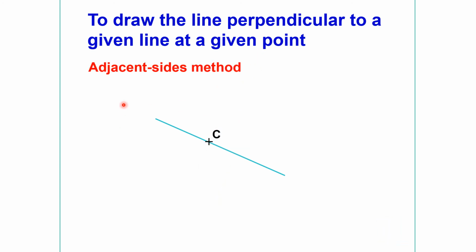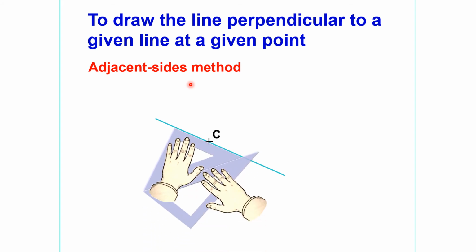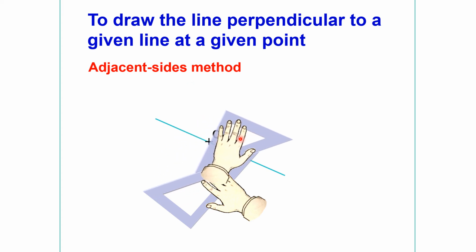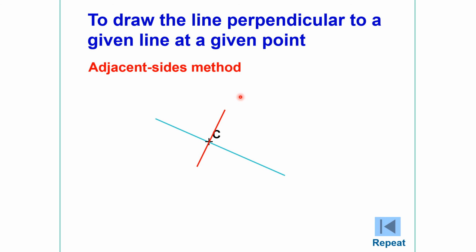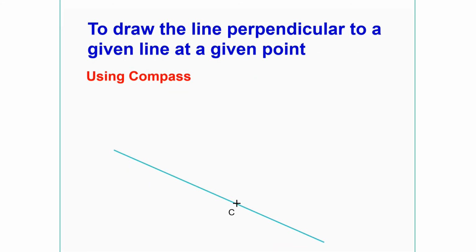Okay, now the second method, the adjacent sides method. Here, 45. Okay, just spot with the 30-60 triangle and slide it right. That is the adjacent sides method. Okay, I hope you got this idea.